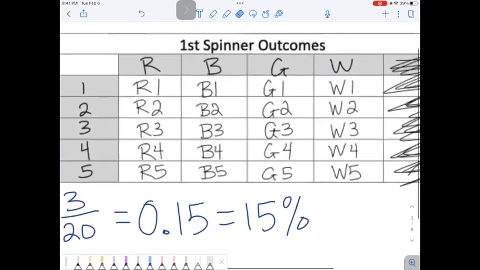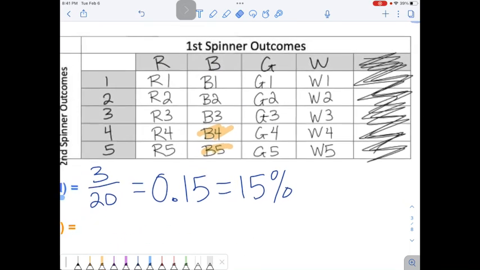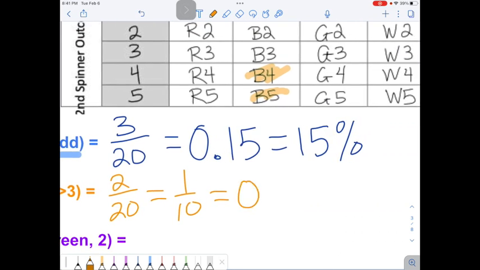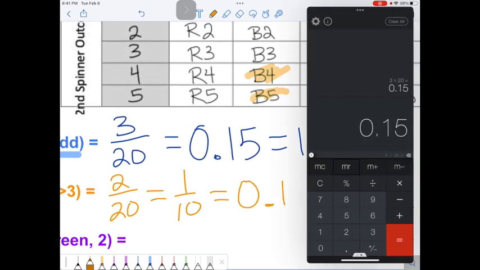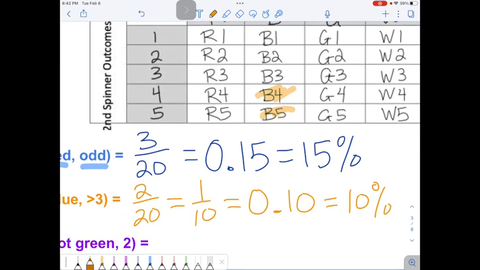So here we go. Blue is all in this column. We just want the ones that are also greater than 3. So there's 4 and 5. That means it's 2. But because it's the same sample space, I can use the same denominator. So there's 2/20, which is 1/10. Some of you just know that looks like 0.1. But if you don't, 1 divided by 10, right? And if you want that to be a percent, then put in an extra 0 and see that it's 10%. You really want 2 decimal digits, right?